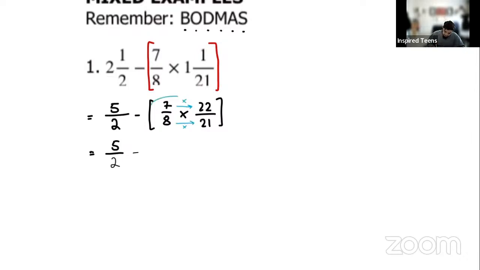Numerator by numerator is going to give me my new numerator. 7 times 22. Of course, you're going to need your calculator for these multiplications. 7 times 22 is 154. 8 times 21 is 168. Let's just make sure that we're correct. I forgot to simplify fractions. That's why. Okay, let's go back. I forgot one step.